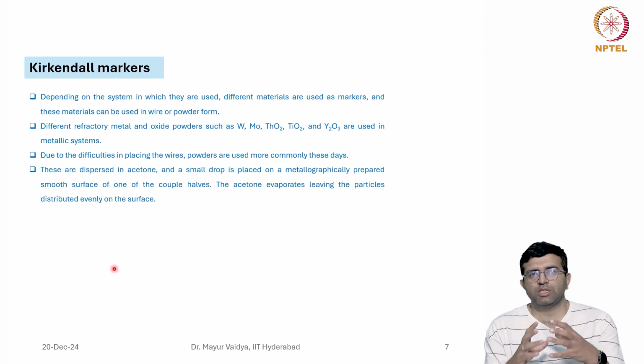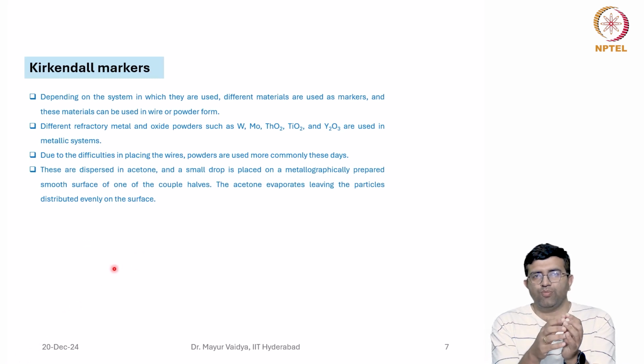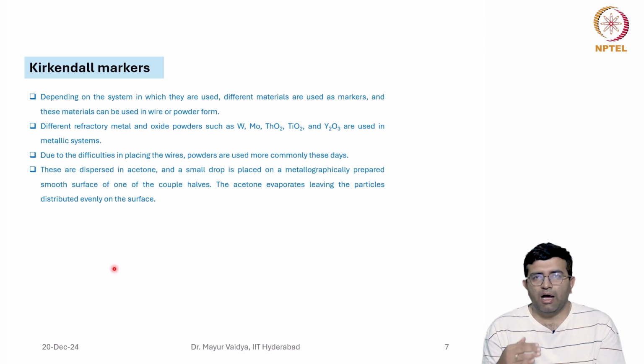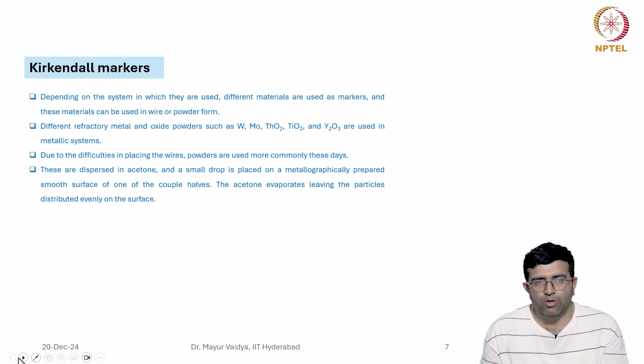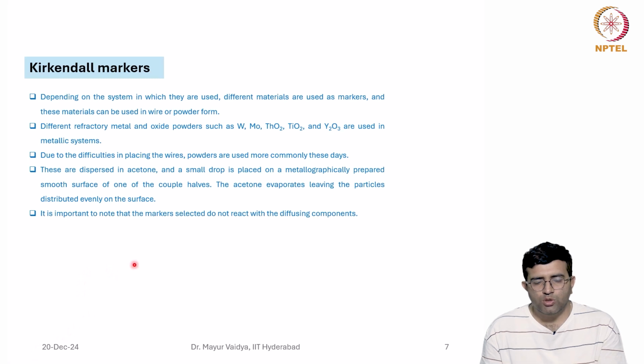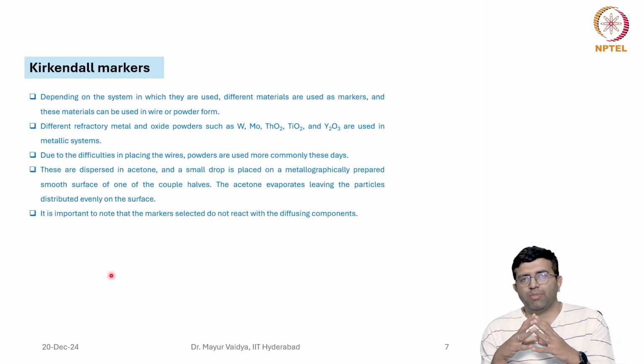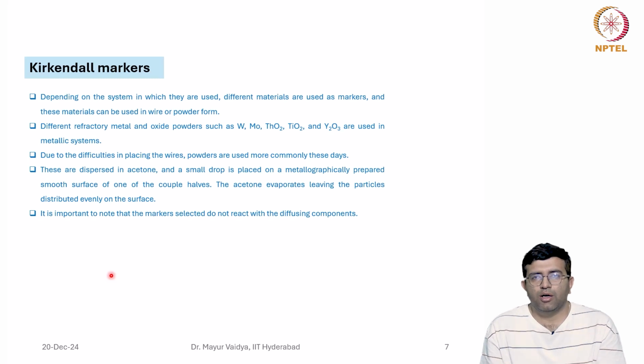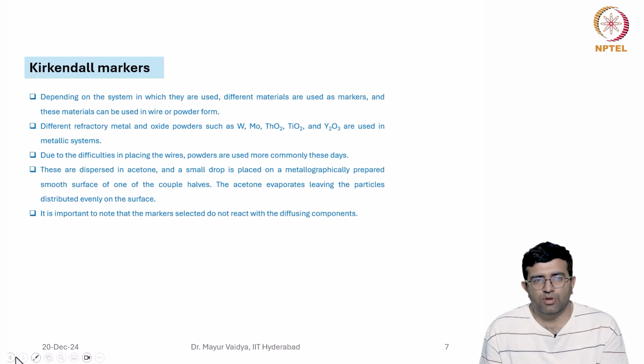These powders are dispersed in acetone, and a small drop is placed on the surface of one of the diffusion couple members. The surface is metallographically prepared, and after a while the acetone evaporates, leaving the particles distributed evenly on the surface. It is also important to note that the markers do not interact with the diffusing components, otherwise you cannot have it clearly reflected.